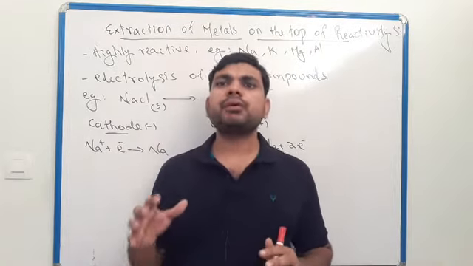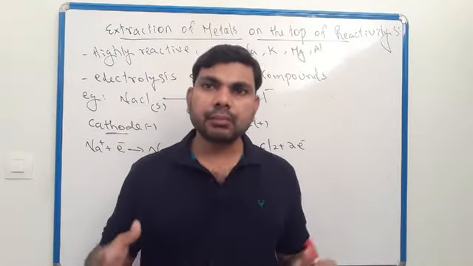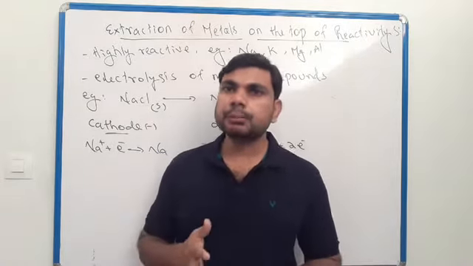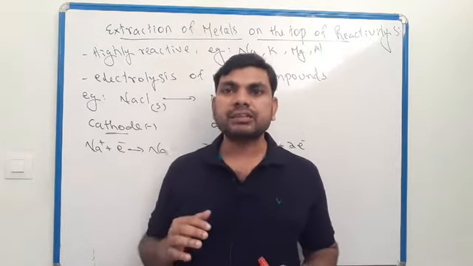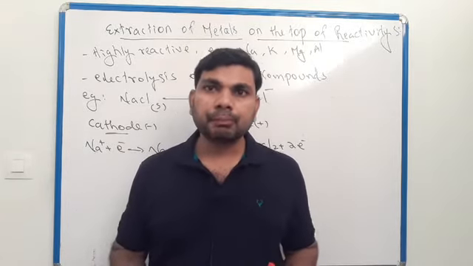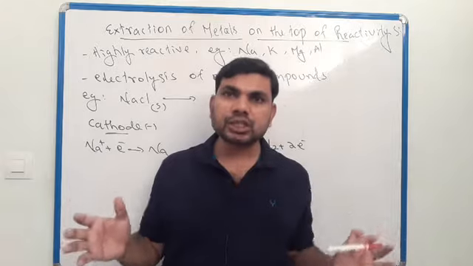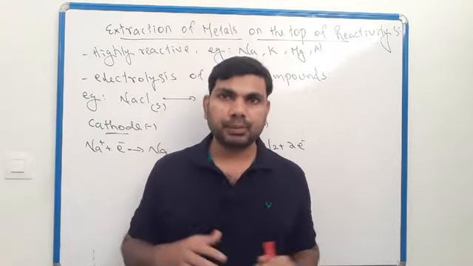Metals on the top of the reactivity series are highly reactive. Examples of such metals are sodium, potassium, magnesium, and aluminium. These are on the top of the reactivity series and they are highly reactive. These highly reactive metals and their metal oxides cannot be reduced with carbon.